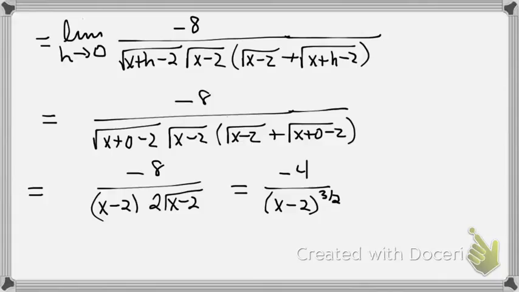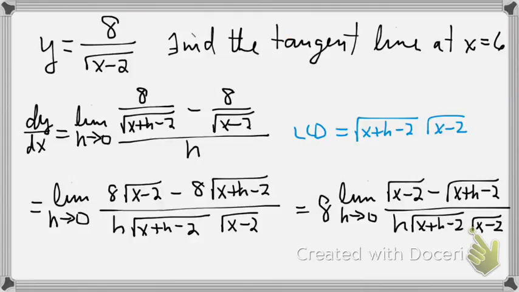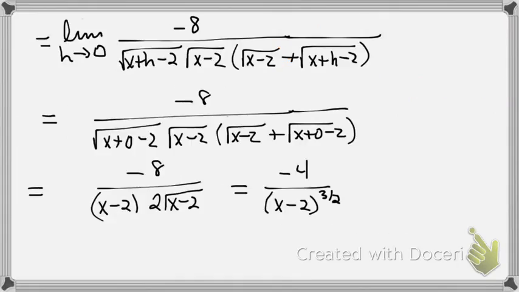So this is our simplified derivative. Whew. So what is the derivative of y equals 8 over the square root of x minus 2? dy/dx is negative 4 over x minus 2 to the 3 halves power. Now what was this question asking for? The equation of the tangent line. So that was just one piece. Right? What do you need for the line? Point, slope.